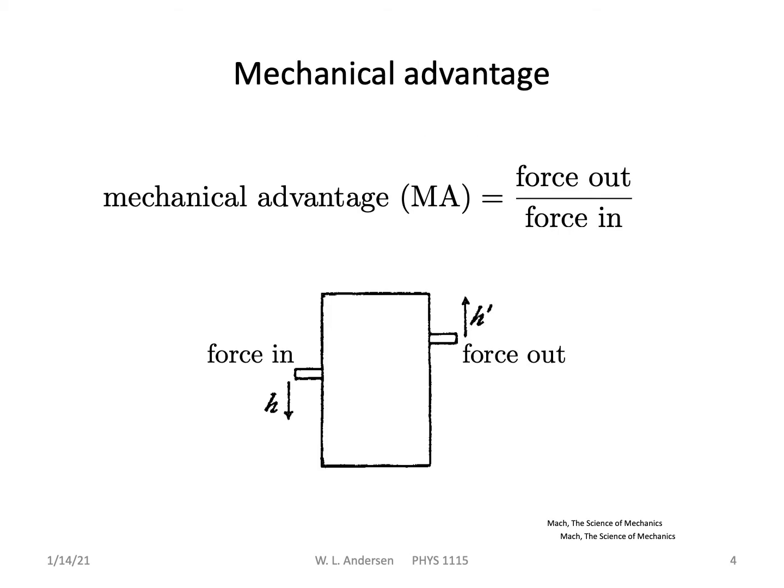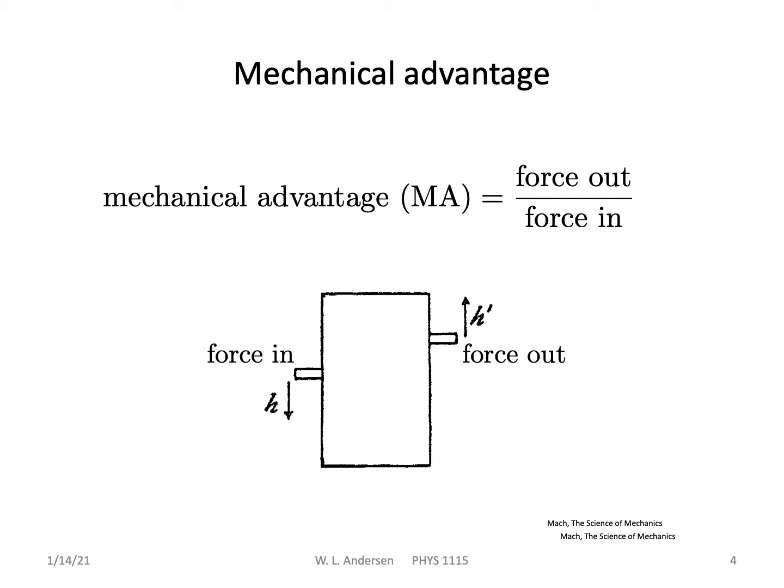In discussing the magnification of effort, it's useful to define the concept of mechanical advantage. And it's just the ratio of, if you exert a certain effort, how much can you get out? The mechanical advantage can be smaller than 1 or greater than 1, or even equal to 1. And all 3 of those cases can be useful.